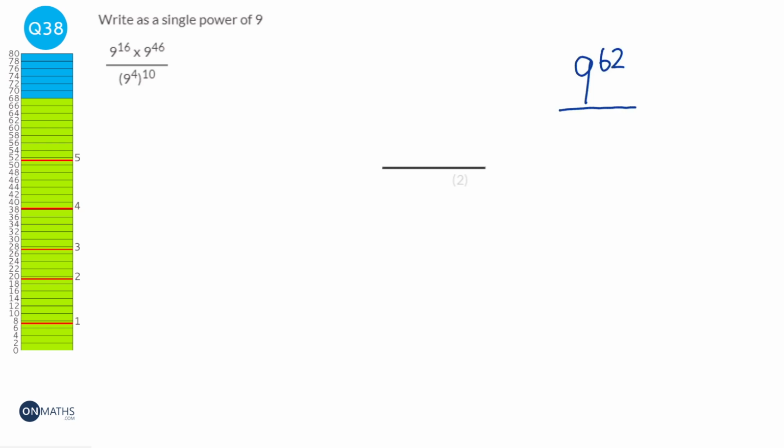And looking at the denominator, well, you've got a power inside and outside the bracket. Whenever you have that, you can just multiply them. So it'd be 9 to the power of 40. Now, whenever you've got a division between two powers of the same base, which we have here, it's 9 to the power of 62 divided by 9 to the power of 40, we just take away the indices. So it'd be 62, take away 40, which will be 9 to the power of 22. So our answer is 9 to the power of 22.